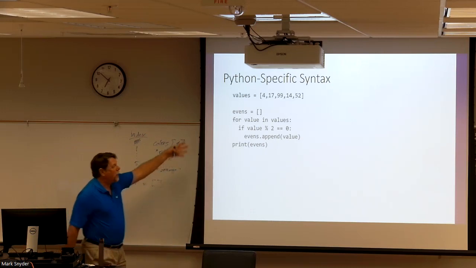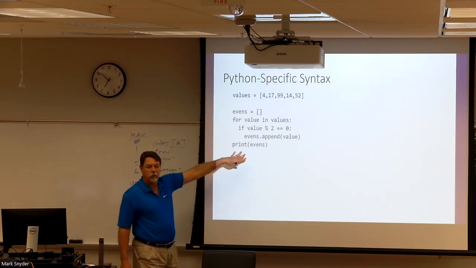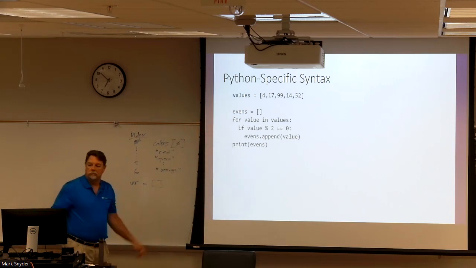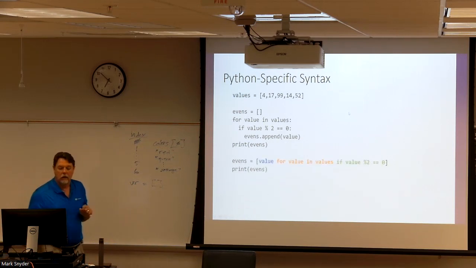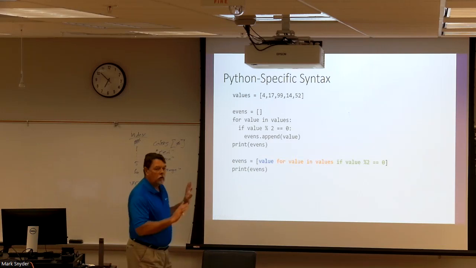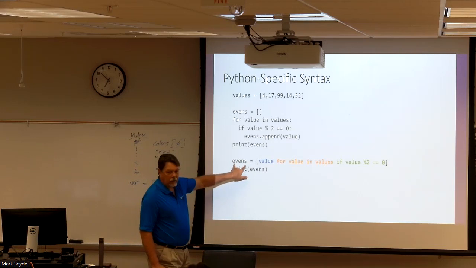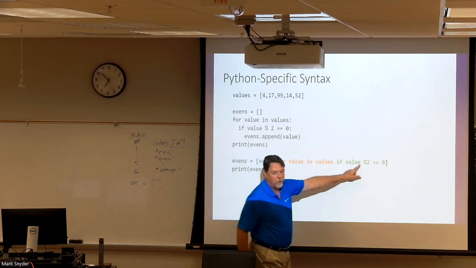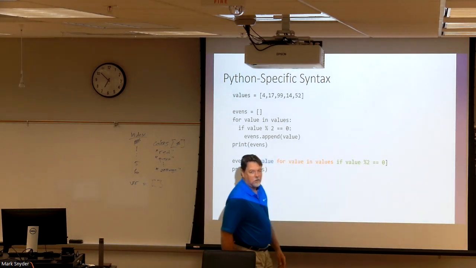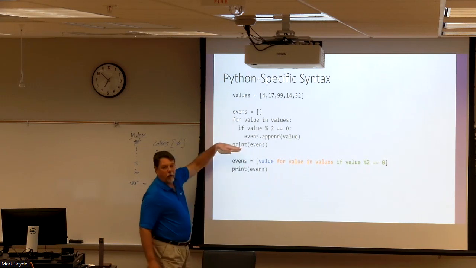So does everybody buy the fact that this is a decent way to write this program if I wanted to get a list of the evens and print them from that list? Okay. Well, there's a Python-specific way of doing this. I color-coded it so I can break it up and explain how this works. You can just say evens equals value for value in values if value mod 2 equals 0. And that will do the same thing as this program.